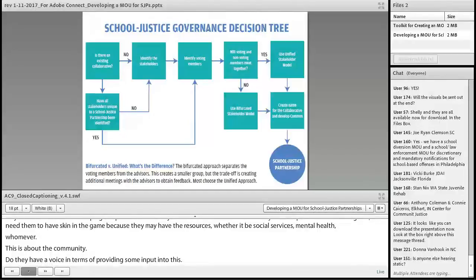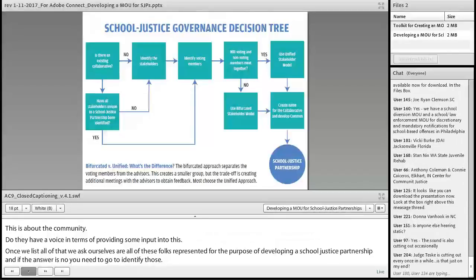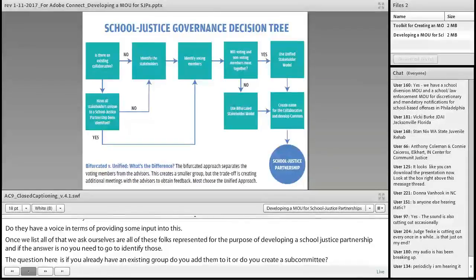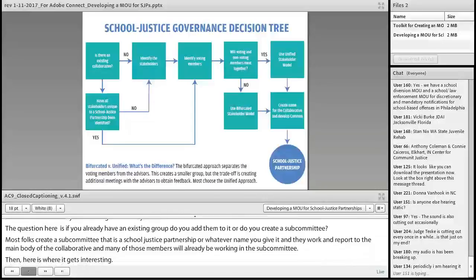Now, the question right here is, if you already have an existing group, do you add them to the existing group or do you create a subcommittee? Most folks simply create a subcommittee that is a school justice partnership, or whatever name you give it. They work and report to the main body, the collaborative, which many of those members will already be working on or in this subcommittee. And then here's where it gets interesting. We need to identify voting members. I'm going to talk about that in the next slide, but let me just share this with you.